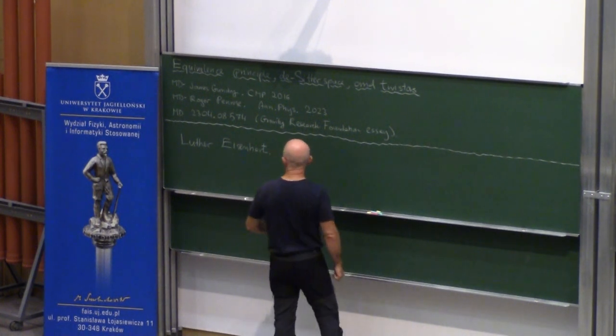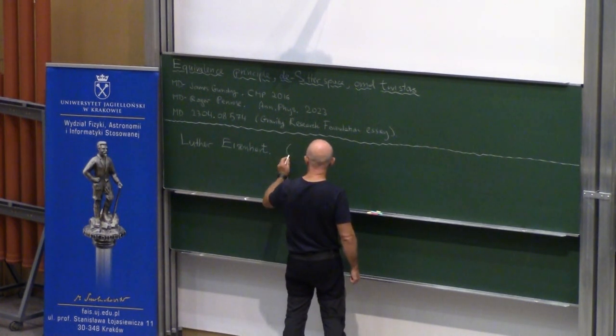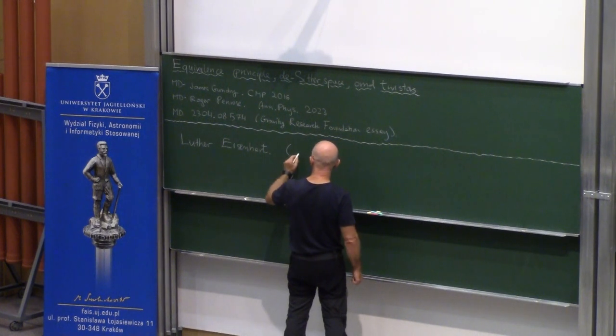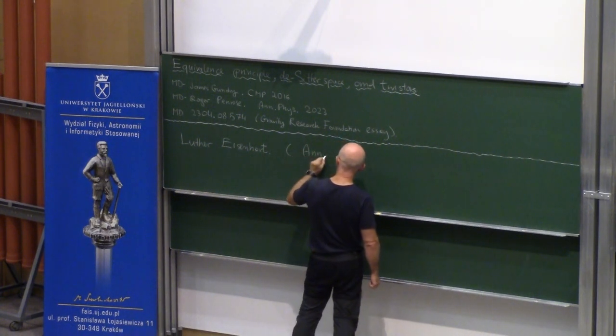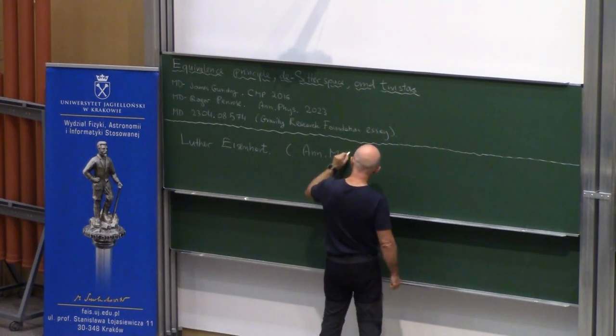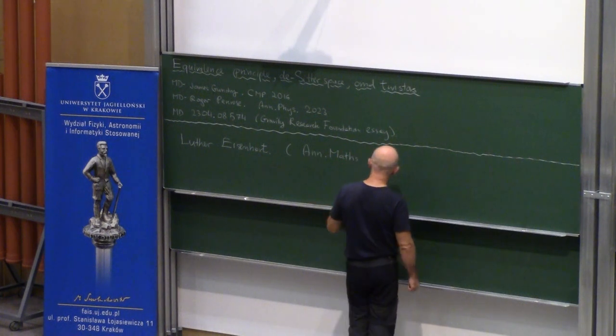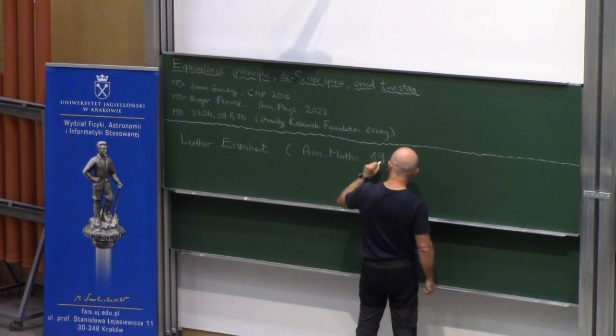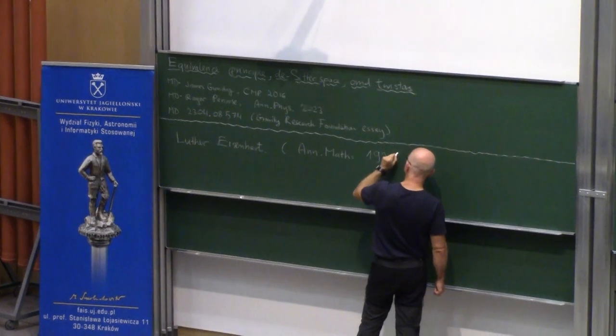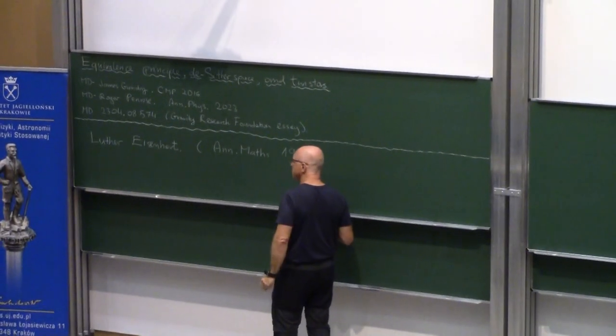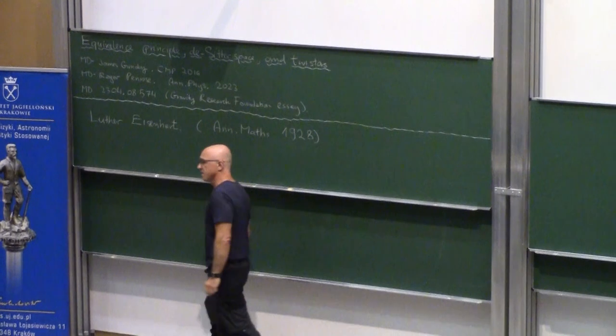The paper I'll tell you about was written in 1928, published in the Annals. And so these are the early days of general relativity.